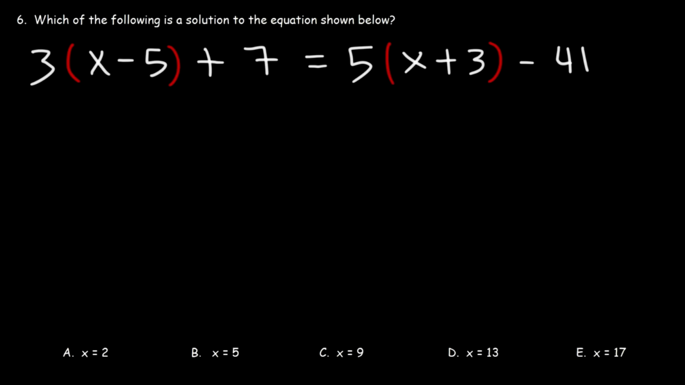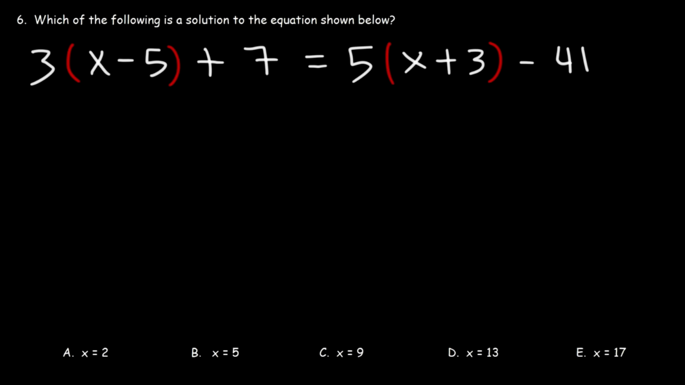Now let's move on to number 6. Which of the following is a solution to the equation shown below? Now, whenever you wish to solve an equation, you need to isolate the variable. You need to get it on one side of the equation. All the other numbers, you want to move to the other side. And once you get that variable by itself, whatever is on the other side, that's what x is going to equal. So let's begin.